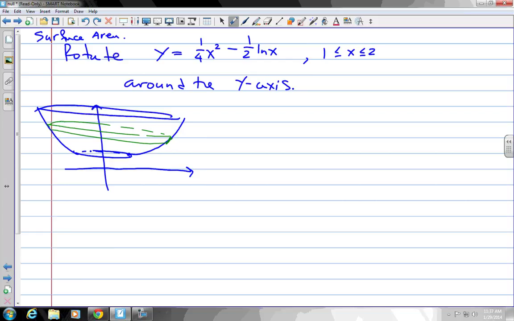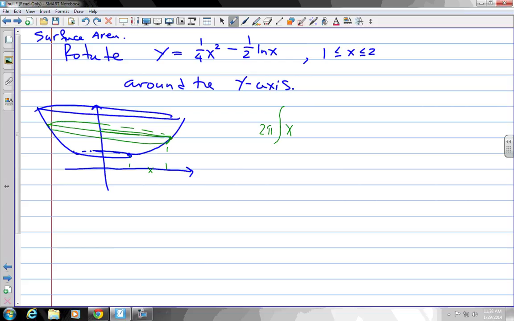So the circumference is 2 pi r. Now, if I think about the radius, well, the radius is whatever the x value is, right? Whatever the x is, that's the radius of which one of those strips. So if I set this up, I'm going to get 2 pi times the radius, which is x, right?